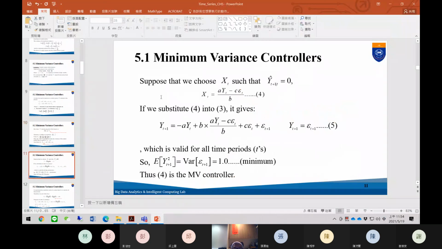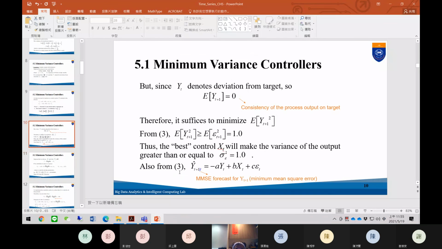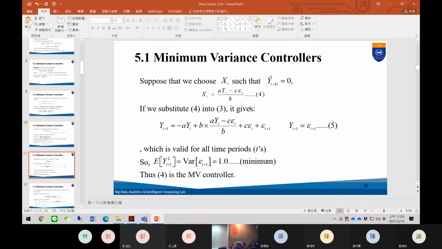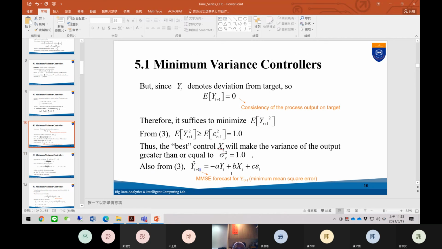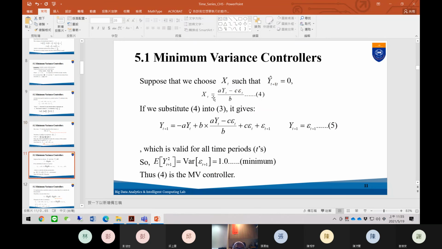Let me see. Suppose that we choose XT to let the one step ahead forecast, since this is a deviation from set point, deviation from target, equal to 0. We let this equal to 0, then we can solve for XT. What is going to happen? This is equation number 4. We let this equal to 0, then we have equation number 4, XT.